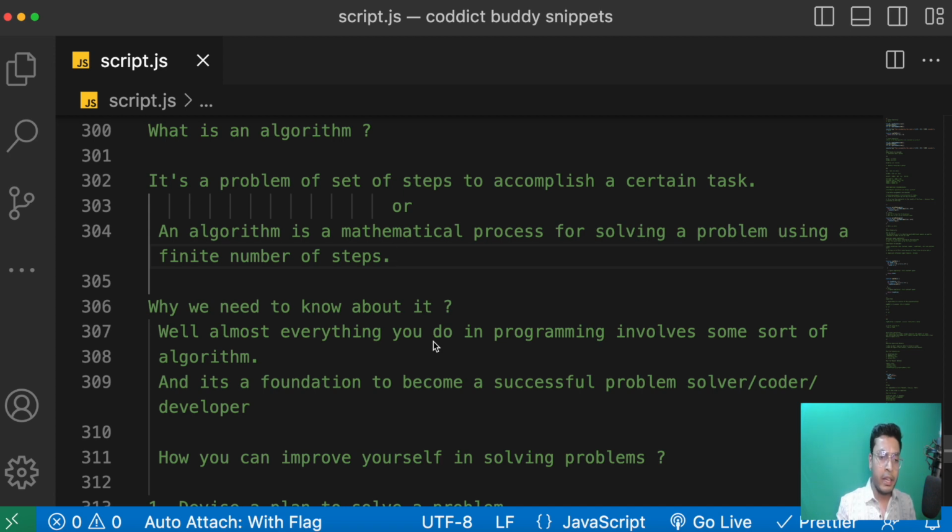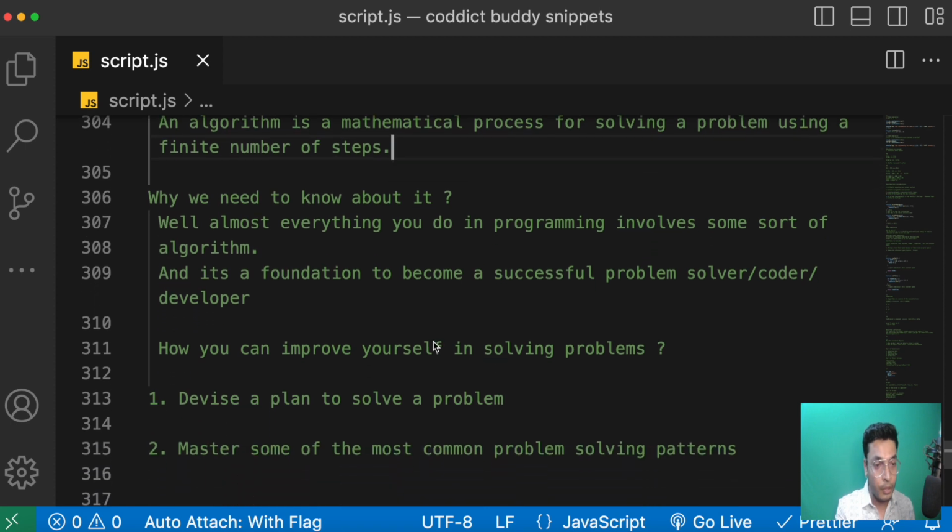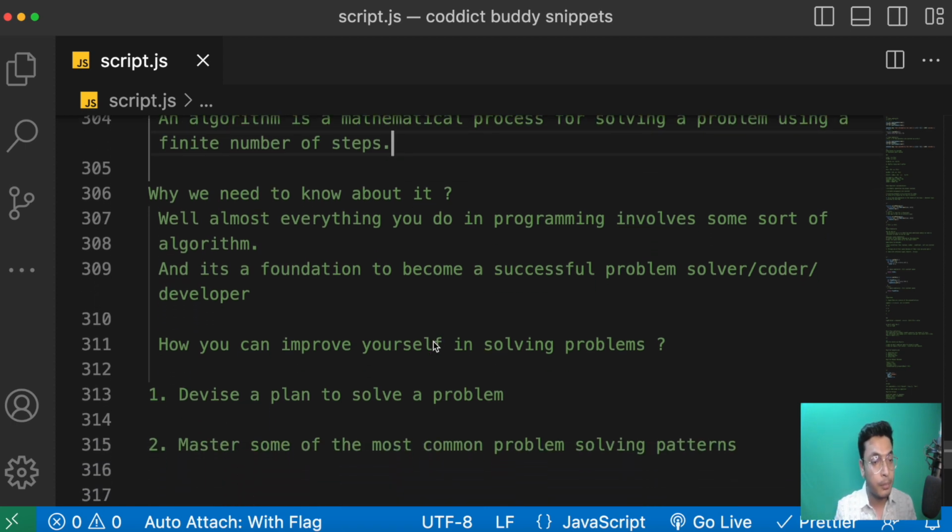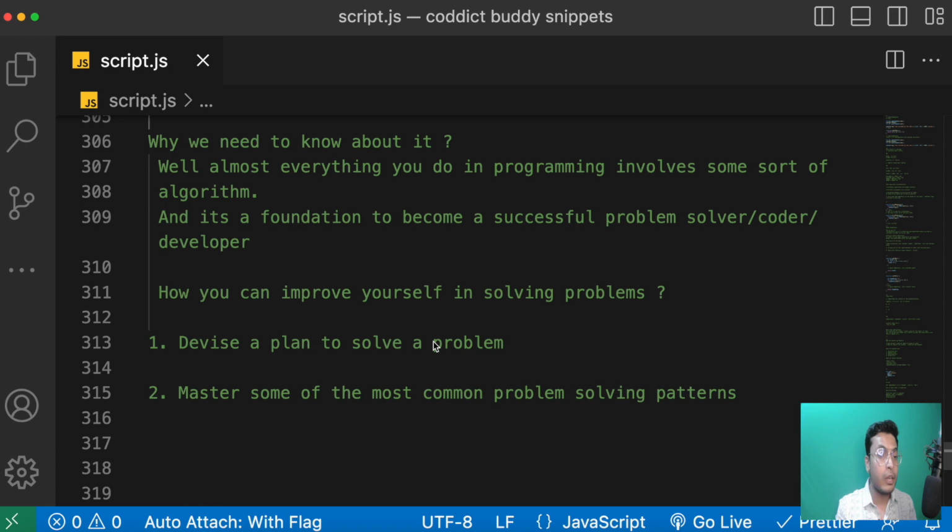So the better way to learn quickly to solve a problem, or to get better at solving problems, is to devise a particular plan to solve a problem, right? If you have a better plan for how you can solve a problem, then you can quickly solve it. If you don't even have any plan, like where you are going to start and where you are going to end, then obviously you're just going to waste your time with that problem, right?